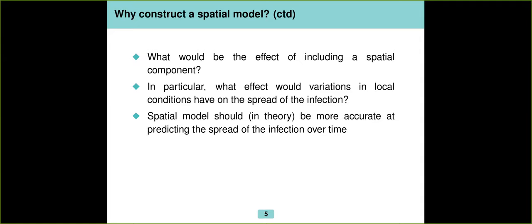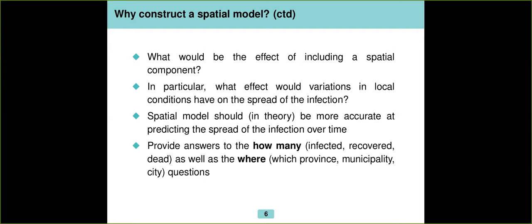One of the questions would be, what would be the effect of including a spatial component? The reason we wanted to know this was, would it give us a more accurate model? In particular, would it give us the ability to see what effect variations in local conditions would have on the spread of the infection? Local conditions can vary from the age structure of the population, socioeconomic conditions, overcrowding, climate conditions, to the degree to which the community is isolated. All of these things would play a role in how the disease actually spread. The idea was that the spatial model would, at least in theory, be more accurate at predicting the spread of the infection over time.